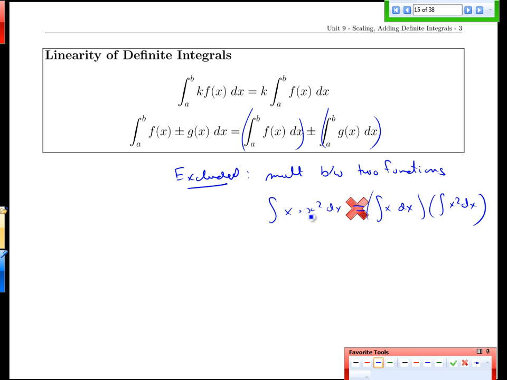If it was true, we would spend a lot less time studying integration because it would be a whole lot easier. So just remember, we've got constant multipliers, and constant is the key word there. Constant multipliers, and we have addition and subtraction. Those relationships or those transformations of a function transform the integral in very predictable ways. Products of functions, not so much.